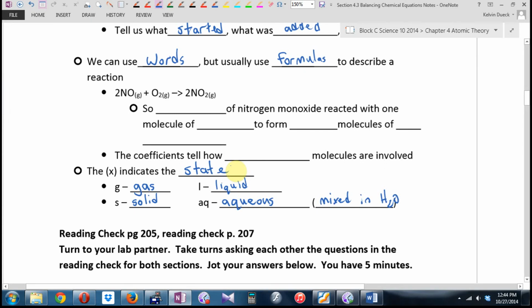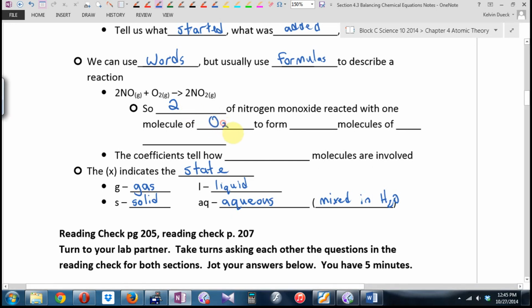NO is not no. NO in chemistry is nitrogen monoxide. One nitrogen, one oxygen, covalent. This is nitrogen monoxide. How many nitrogen monoxides did I start with? So 2 molecules of nitrogen monoxide reacted with how many molecules of oxygen?